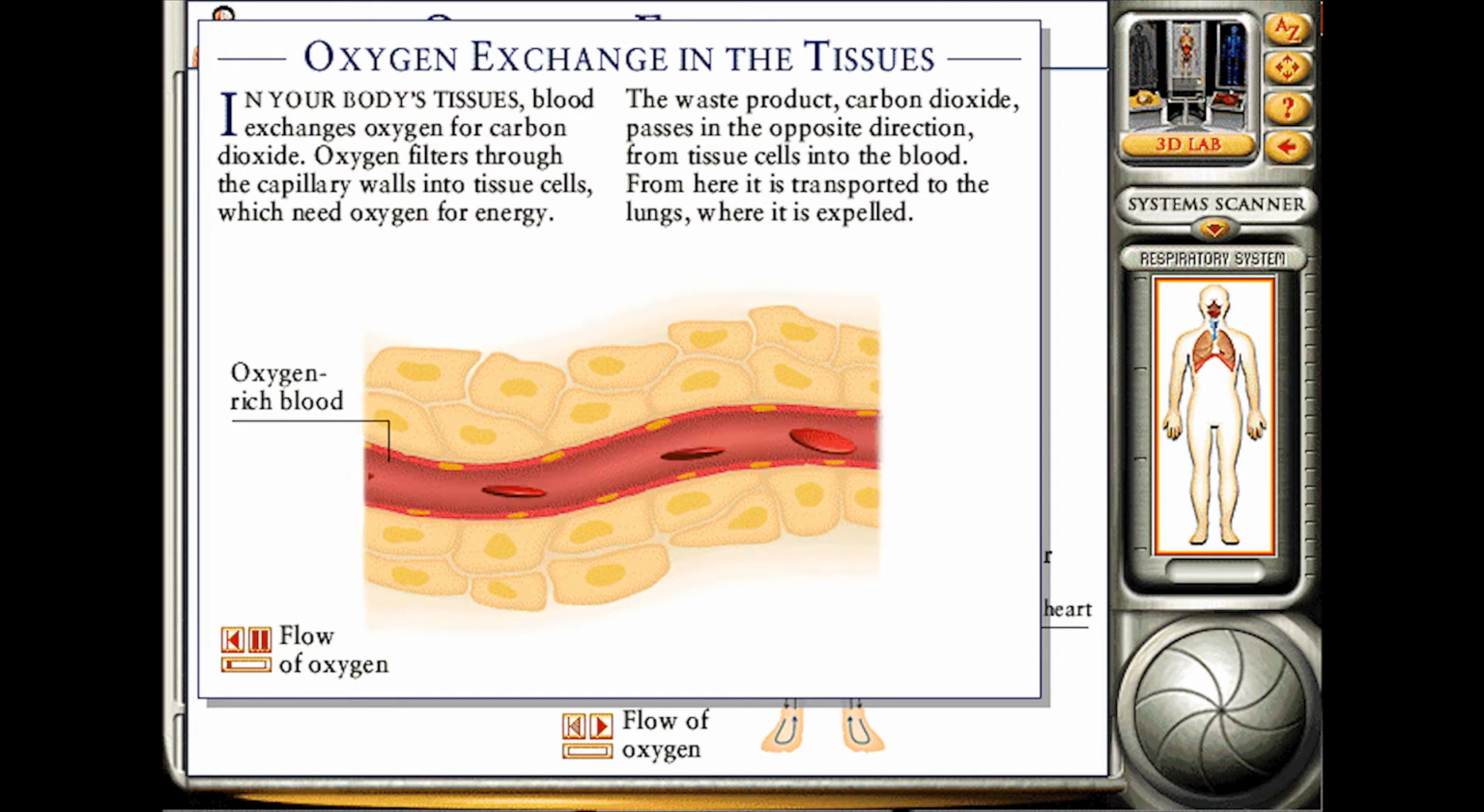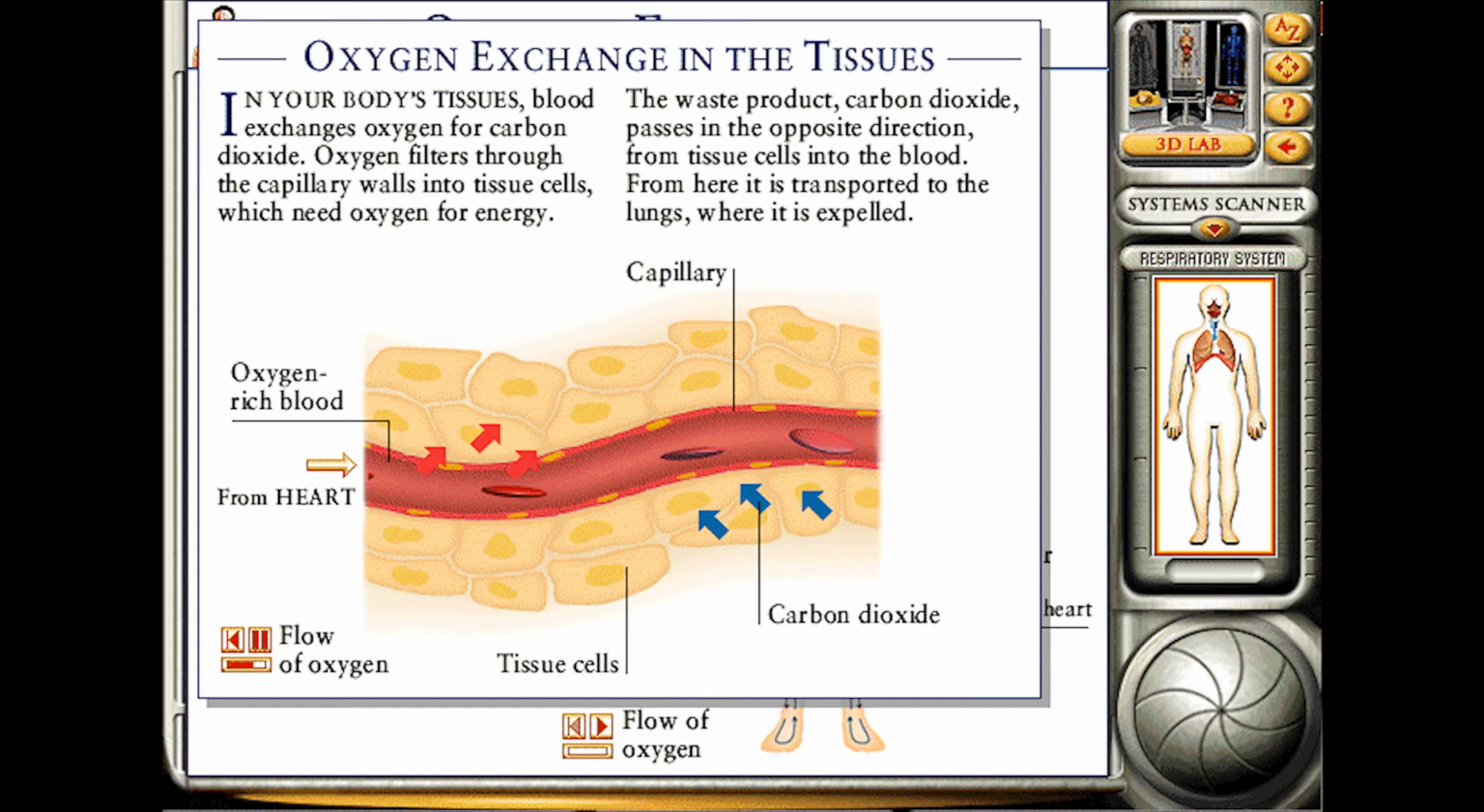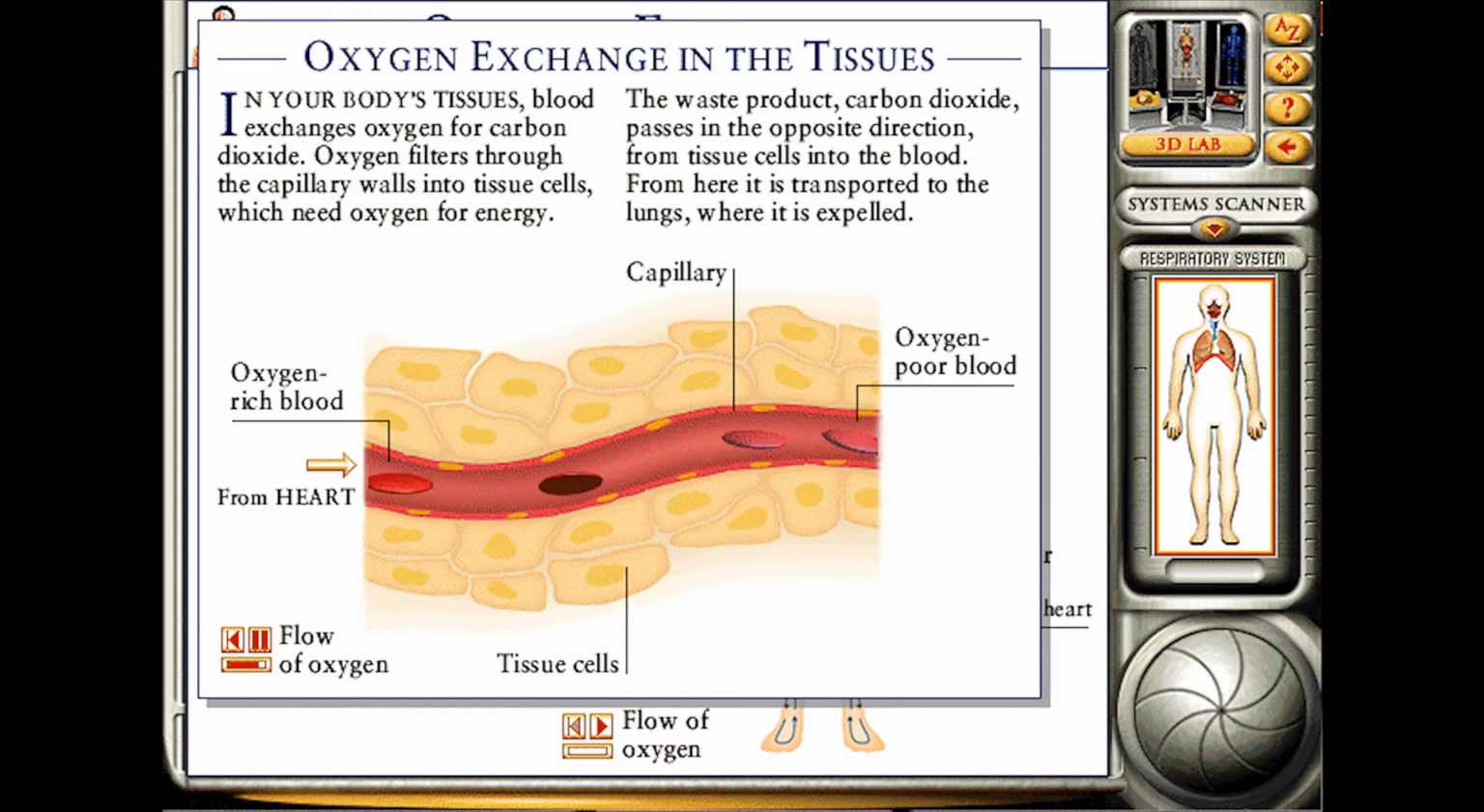Oxygen-rich blood from your heart flows through tiny blood vessels or capillaries that supply all the body's tissue cells. As it does so, oxygen passes from the blood into the tissue cells. At the same time, carbon dioxide passes out of the tissue cells into the blood. This oxygen-poor blood is then pumped by the heart to the lungs, where it can release waste carbon dioxide and absorb a fresh supply of oxygen as you breathe.